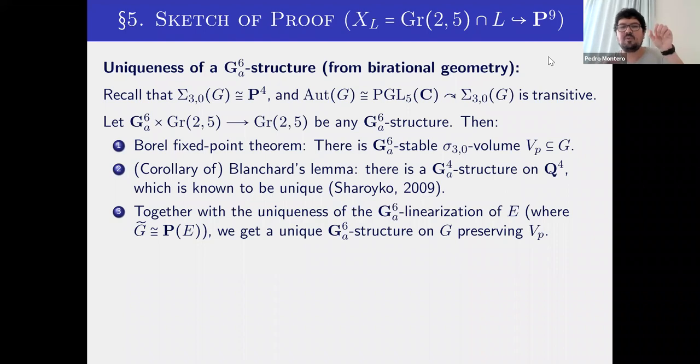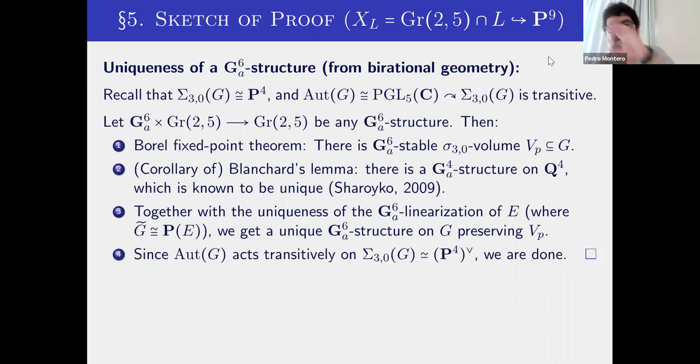And using this fact, we can prove that the structure on this G twiddle has to be unique, because it's a canonically attached object to a variety where the structure is actually unique. Using this, we can prove the uniqueness on G twiddle, and then the uniqueness on G by Blanchard's lemma.